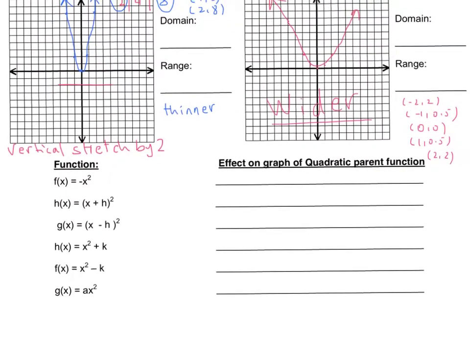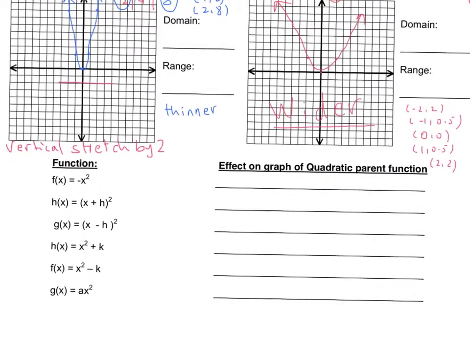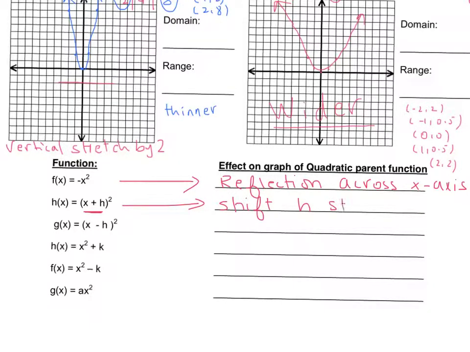Remember, f of x equals to negative x squared means it's going to be a reflection across the x-axis. X plus h squared, remember, inside parentheses, so it's opposite to what you see it. If it's x plus 2, it means on the table you put x minus 2, and this means that it's a shift at h steps, remember, depending on the number, so h steps to the left.